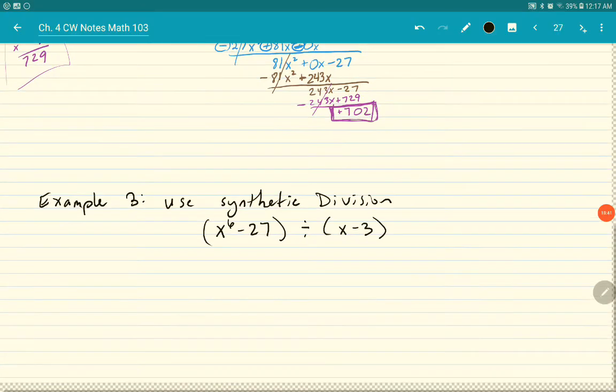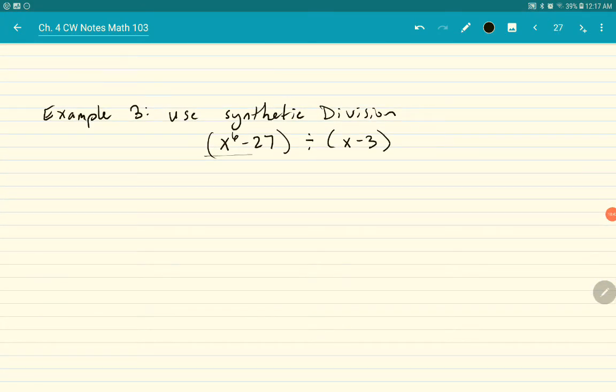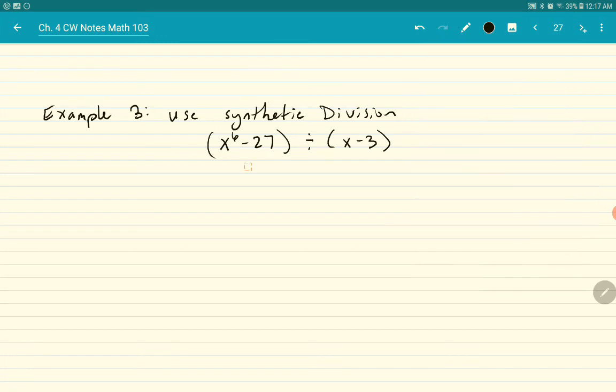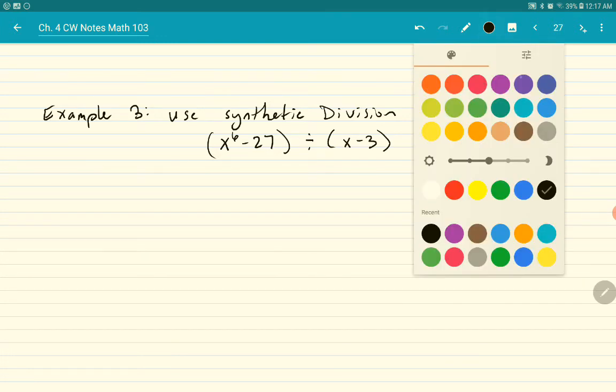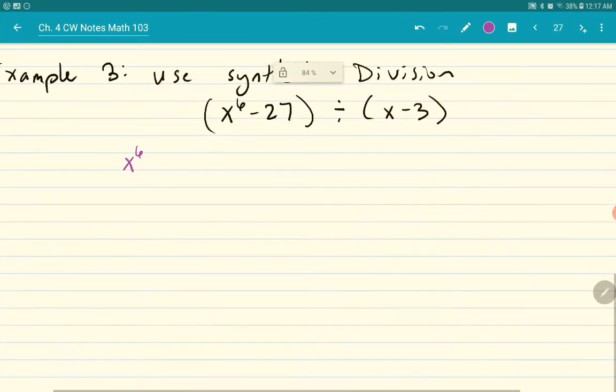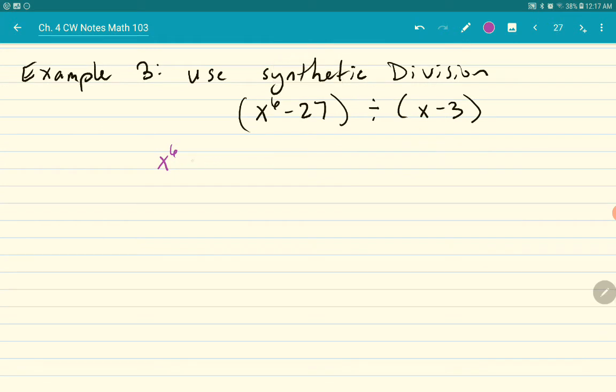So with synthetic division, I still have to have all the terms. So if I have a 6th-degree polynomial, I still need to find a way to express that with all 7 terms and use zeros as placeholders. So I'm going to rewrite this as x to the 6th plus 0 times x to the 5th, 0x to the 4th, 0x to the 3rd.